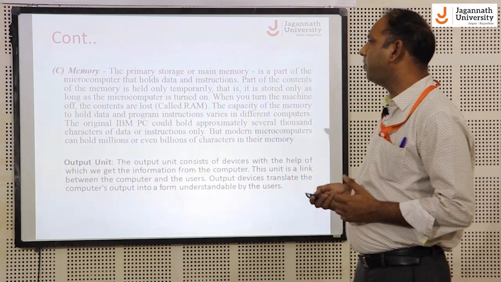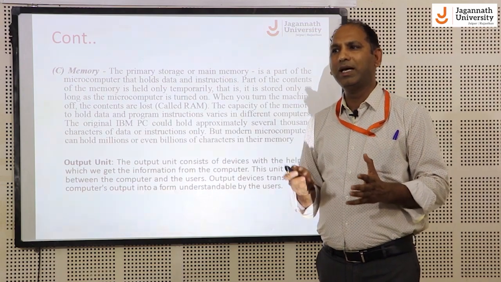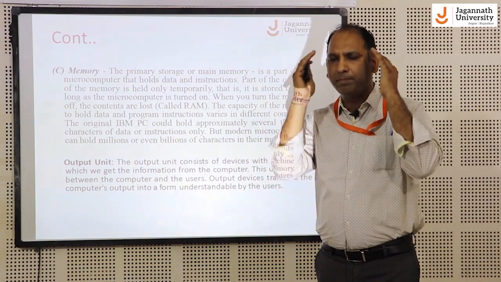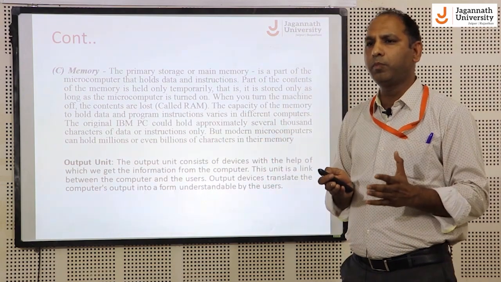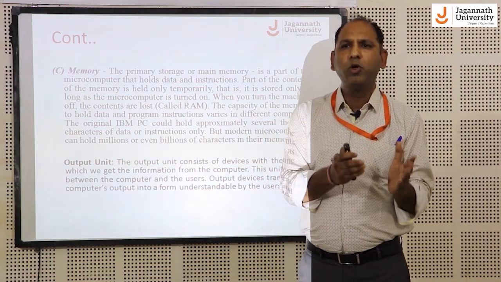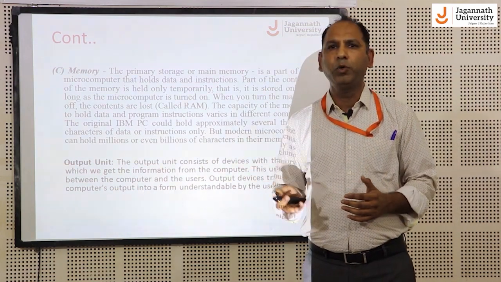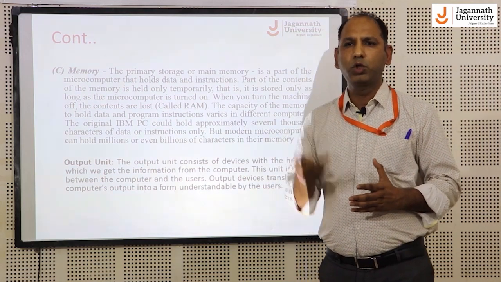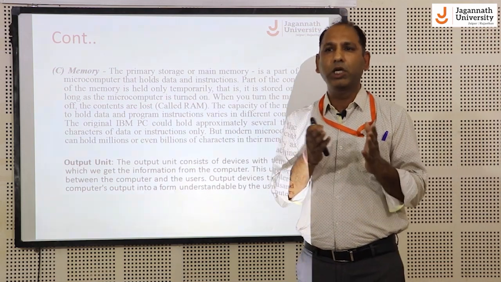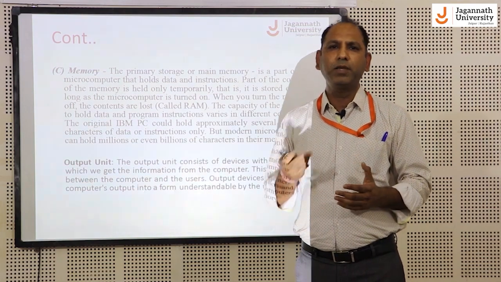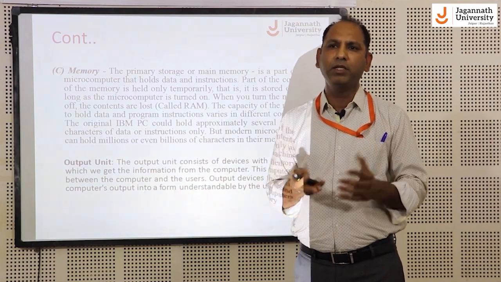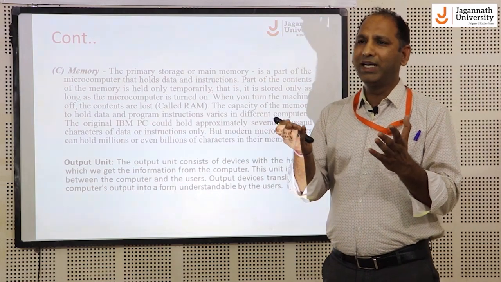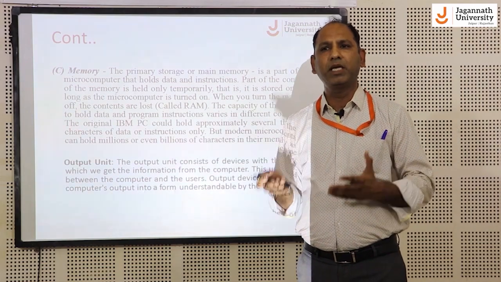The third one is the memory. Just like a human being has a brain, memory is also required for the computer, because every piece of information which is processed and stored in the system requires memory. So different types of computer memory are available in the computer system. It is divided into primary and secondary memory.